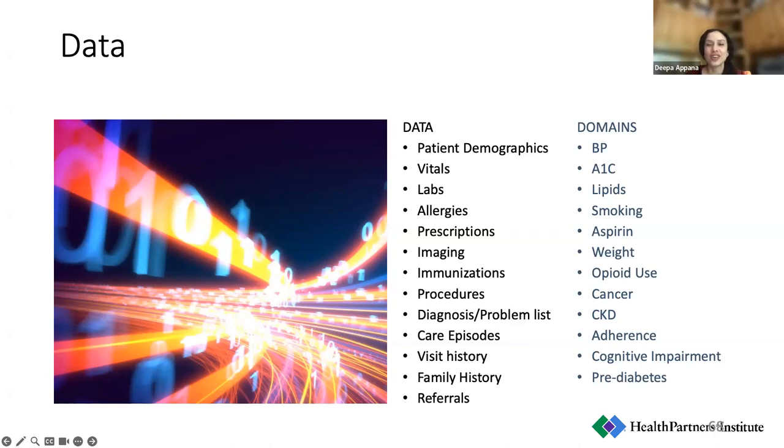Thanks, Patrick. So to actually implement everything that Patrick talked about, we need a lot of data that needs to flow into our decision support algorithms to make those decisions and prioritize those recommendations. So on the left, we see all the data that we extract. And on the right are the different domains that we have addressed in terms of algorithms, and each of those cards is a different domain. Next slide.